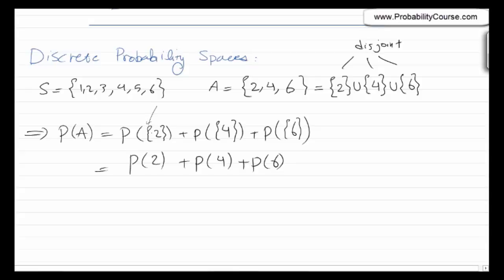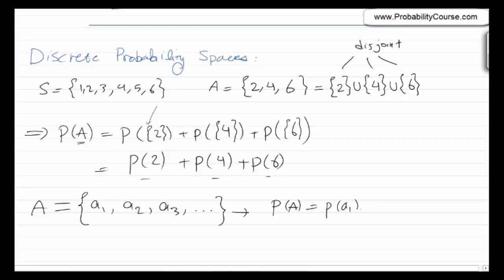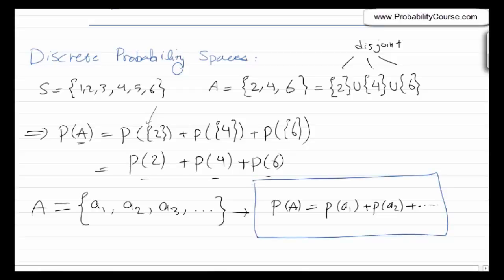So when you have a discrete probability space, because you can list all the elements, you can find the probability of any event by summing the probabilities of individual outcomes. I can provide a general scenario. If you have a discrete probability space and you are interested in the probability of an event A, let's say we can list all the elements in A: A1, A2, A3. Then you can write the probability of A equals the probability of the first outcome plus the probability of the second outcome, and so on. So this is our general formula to find the probability of events in a discrete probability space.